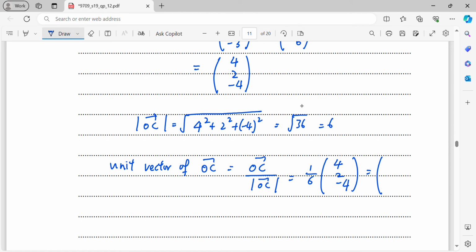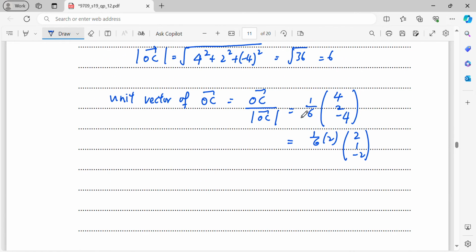Or probably you can just factorize the 2 from the vector. Let's say I show step by step working. This is going to be 1 over 6, factorize 2, then it will be (2, 1, -2). So the 1 over 6 and 2 can be simplified into 1 over 3. Then you can just write your answer in this form: 1 over 3 of (2, 1, -2). So that is your unit vector of OC.